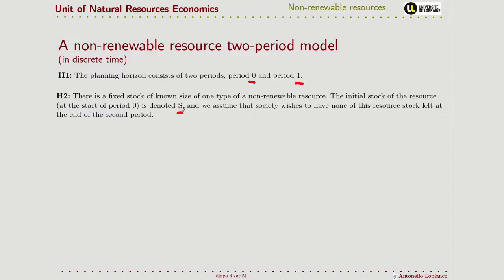And we assume, in a way similar to what we did in the last lessons, that the society wants to use all the resource stock, so that at the end of the second period there is no resource left, and we call R_t the quantity extracted in each of the two periods, so R_0 or R_1.